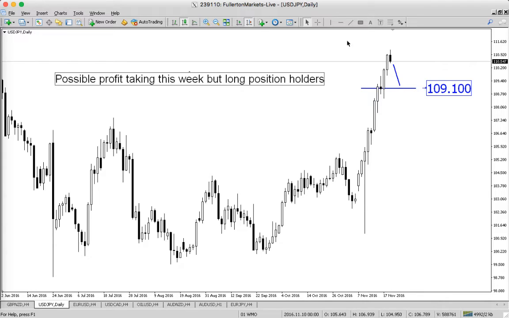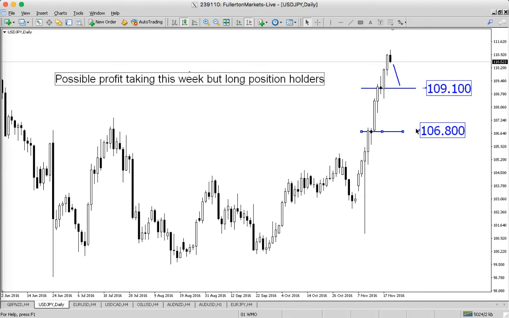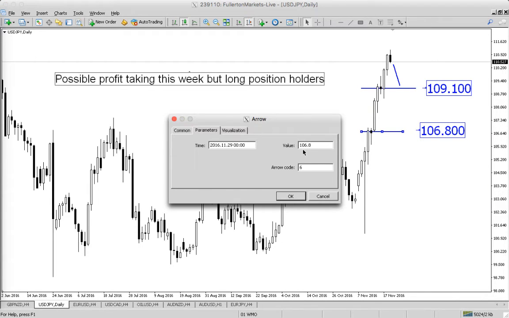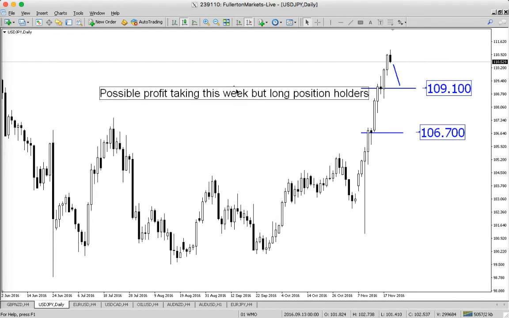Of course, I don't think profit taking will cause it to fall to the next pause, which is quite a distance away. It's at 106.70, so that is about 400 pips away. Of course, this is on a daily chart.